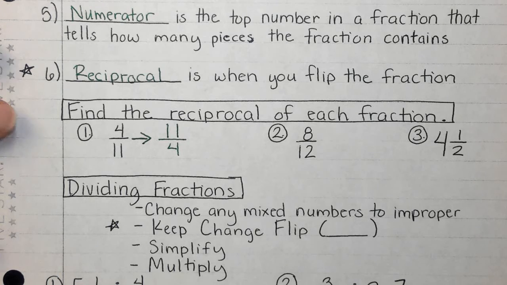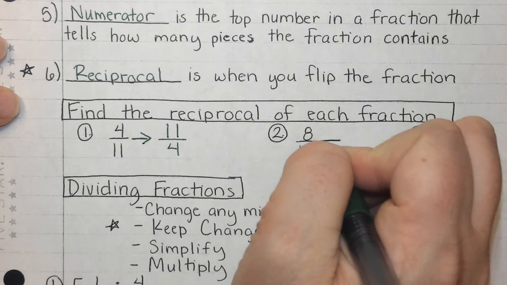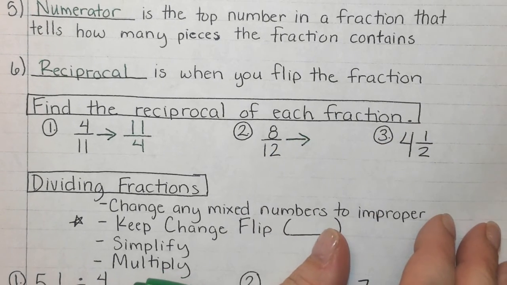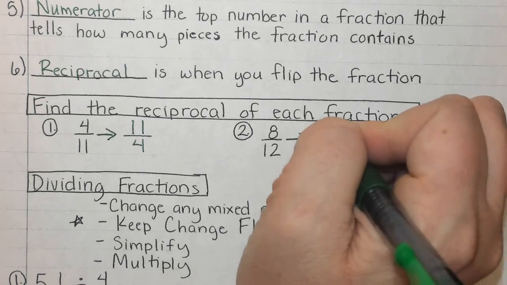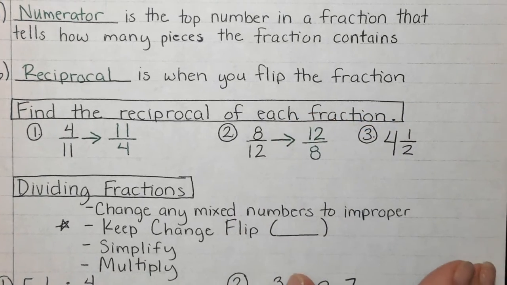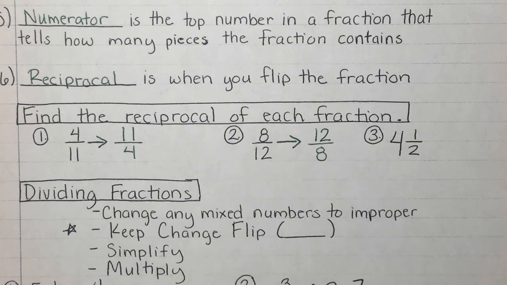All right, so let's look at number 2. So let's draw an arrow, because it's going to change. What is 8 over 12 going to change to? Mary Webb? 12 over 8. All right. You could simplify, but on the reciprocal, all we're doing is we're flipping them. So we like reciprocals. You don't have to do any extra math. Just flip it. Okay?